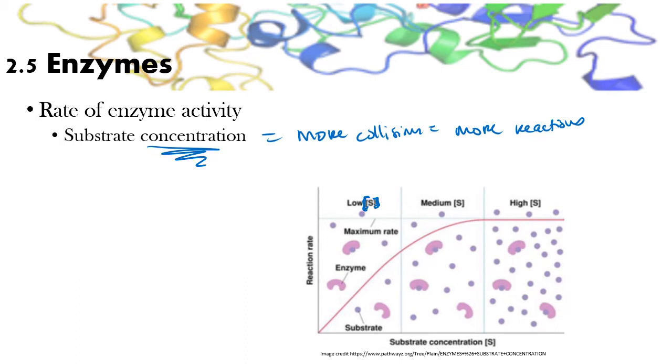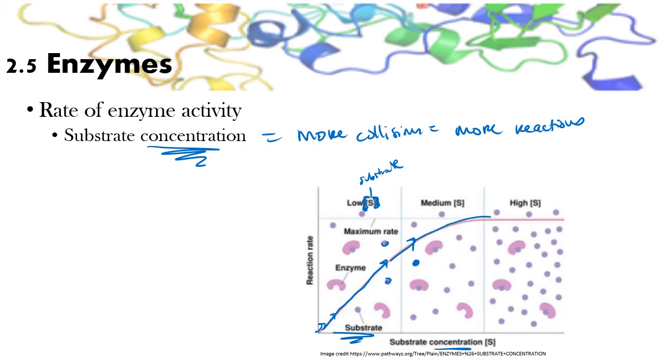And so if I have a low, these brackets are our shortcut in chemistry for concentration. So if I have a low substrate concentration at the beginning of our graph, we have very little pieces of substrate. We're not going to have a very high rate of enzyme activity. However, as I add more and more and more substrate, more and more pieces, we're going to increase that rate of enzyme activity because there are more collisions.